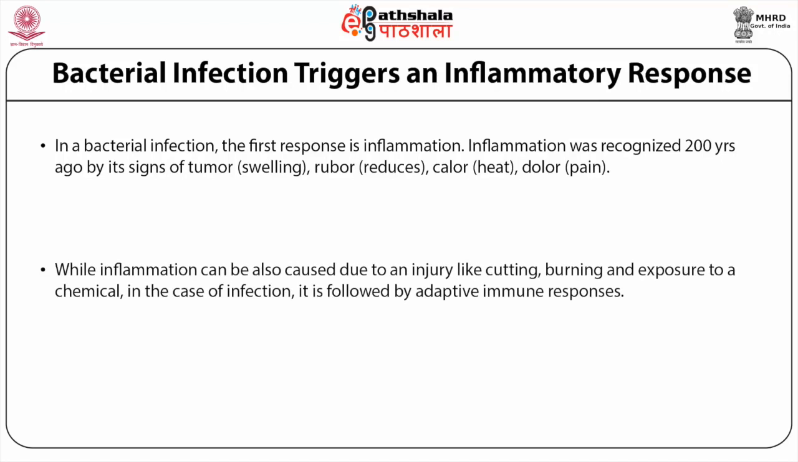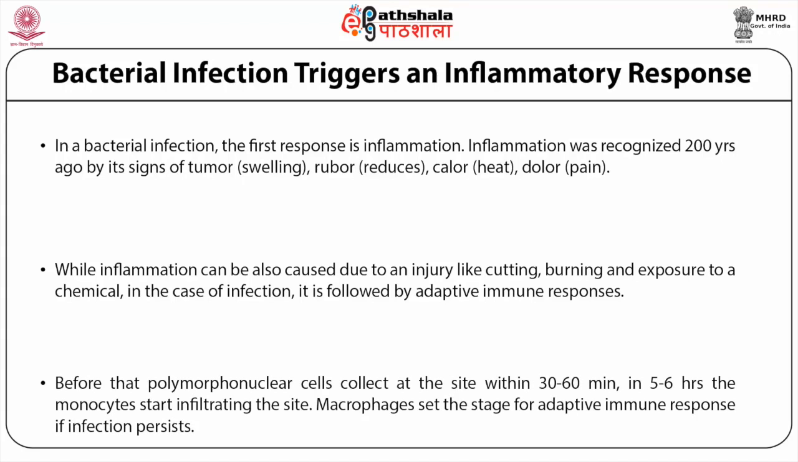While inflammation can also be caused by an injury like cutting, burning and exposure to a chemical, in the case of infection it is followed by adaptive immune responses. Before that, polymorphonuclear cells collect at the site within 30 to 60 minutes. In 5 to 6 hours the monocytes start infiltrating the site. Macrophages set the stage for the adaptive immune response if infection persists.